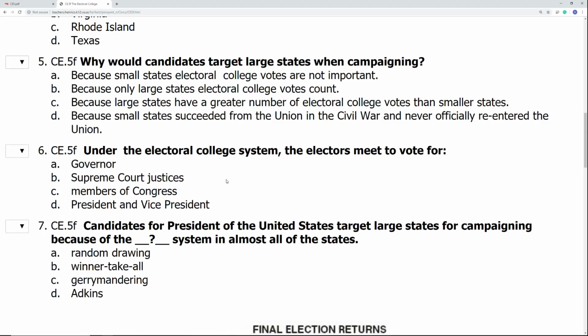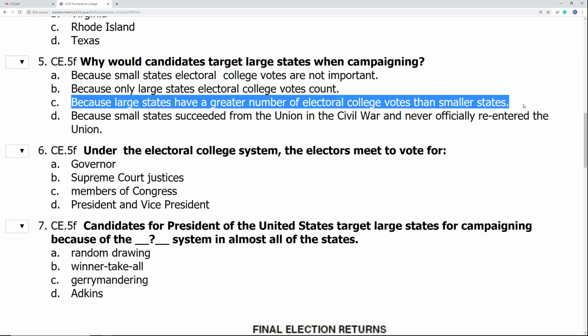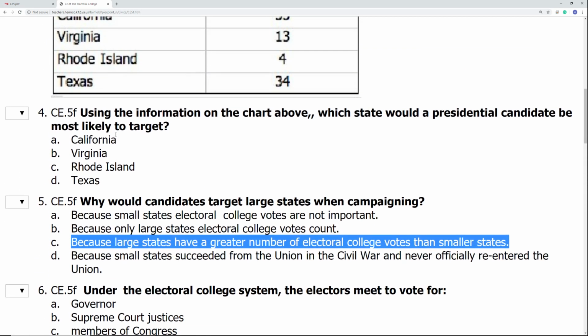Number five. And you can look at number 6 and 7 while we're doing number five. Ace, that's the kind of answer I would expect from you. Why would candidates target large states when campaigning? Well, just like California, because large states have a greater number of electoral college votes. Now, when I say large, yes, California is large, but we're talking about large population. So Alaska is technically our largest state land-wise, but it's only got 3 electoral votes because nobody lives there.